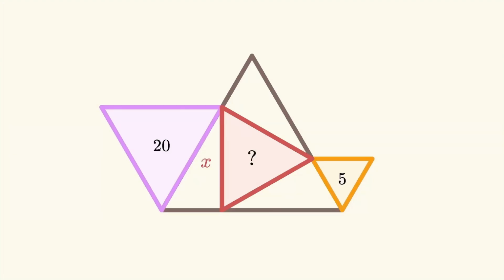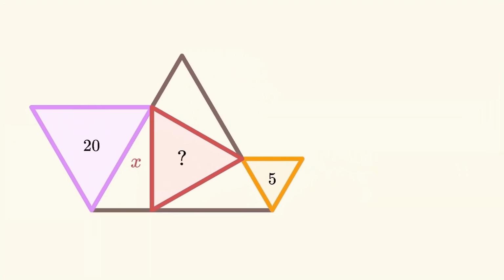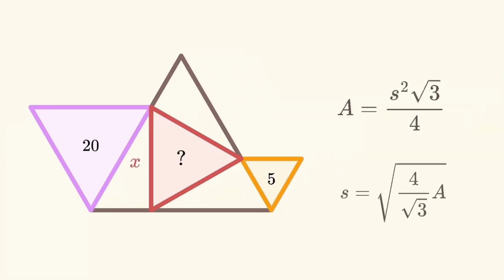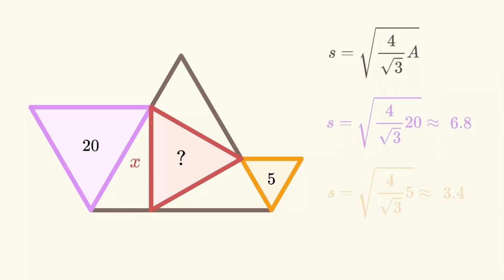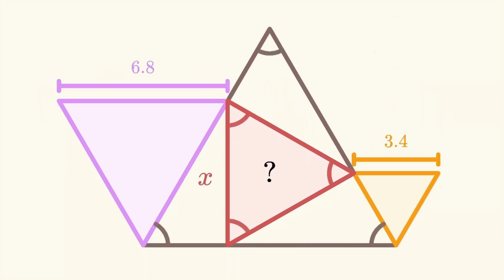Although we're only given the area of each one, we can use the fact that they're equilateral triangles together with Pythagorean theorem to solve for their side lengths. We'll find that the side length of the purple triangle is about 6.8, and the side length of the yellow one is about 3.4. We know the interior angles of the equilateral triangles are 60 degrees.